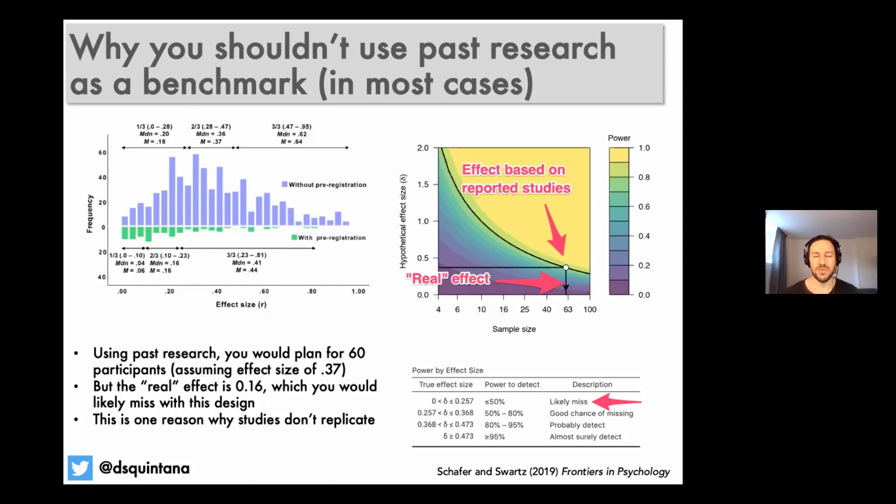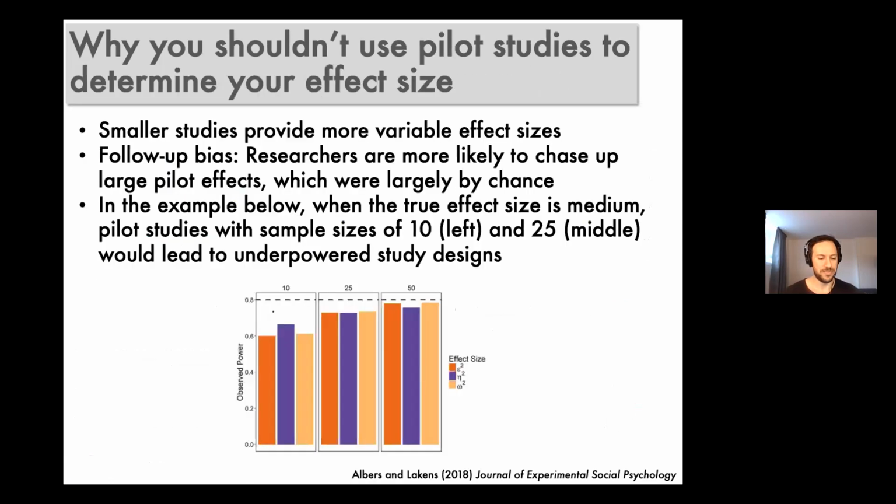You would miss this effect if you were powering your study using the published studies. So we can see on this plot here that the real effect would completely be missed. And this is one reason why studies are not replicating, and why psychology is in the midst of a replication crisis, because quite often people are powering their studies based on inflated effect sizes. So using past research as a way to power your study isn't the best way to go.